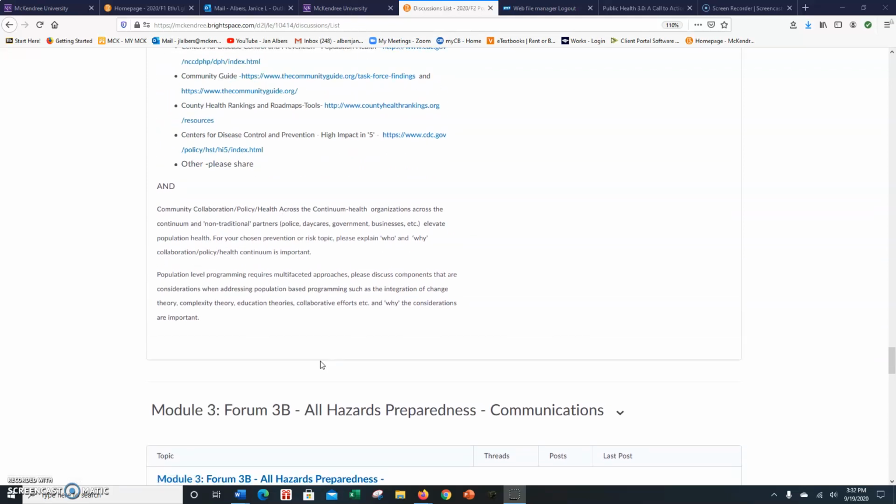And then we're also going to dive into examining some of those resources that may or may not be typical partners when we're examining health. So think outside the box when you start contemplating who would be helpful in really examining some of those multifaceted approaches to impact population health.